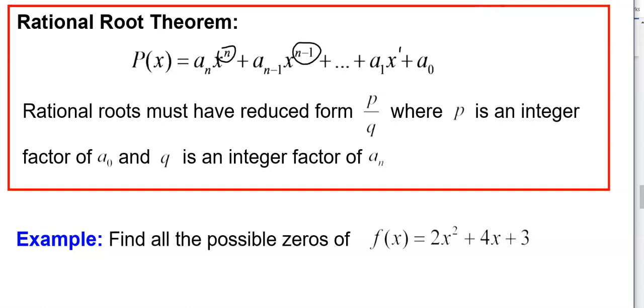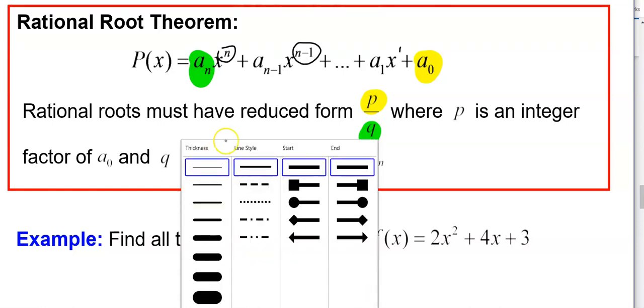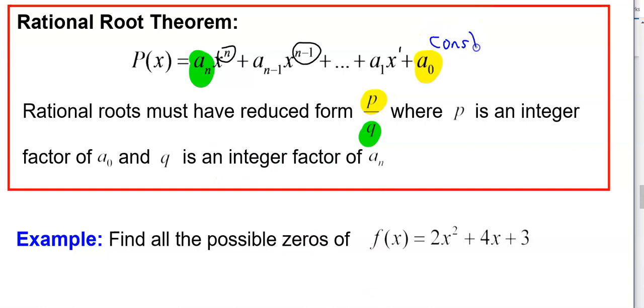The key on this one, the thing I want you to know is that P comes from factors of a sub 0, and Q comes from factors of a sub n. In other words, let me say that differently. This is the constant, a sub 0, and this is the lead coefficient. So those are the two terms. So after you see this whole big thing, if you can just identify the leading coefficient and the constant, those are the two numbers you need in order to generate all the possible rational zeros or roots.